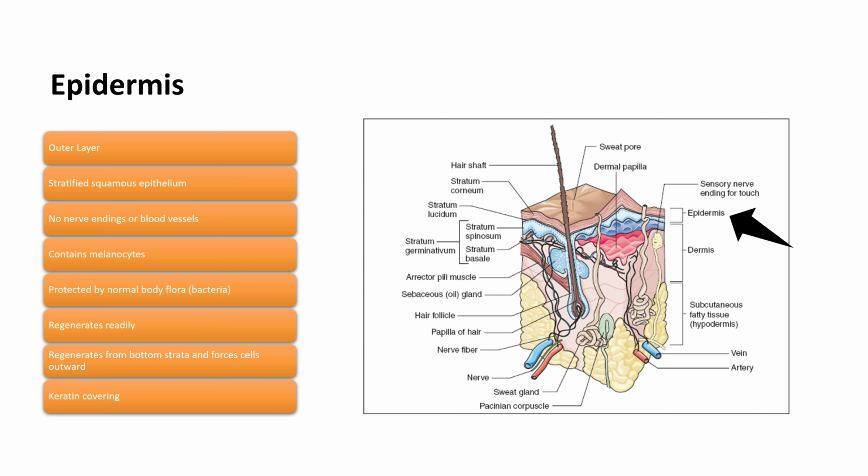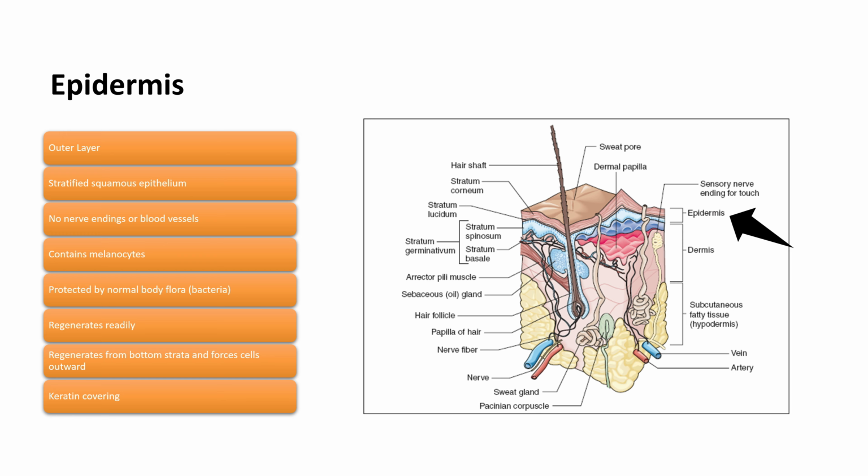The outer strata is composed of tough keratinized dead cells, which are constantly being shed, contains no nerve endings or blood vessels, provides a protective waterproof covering due to a substance in the skin called keratin, contains your fingerprints, contains melanocytes, which are pigment cells for protection from sunlight, protected by normal body flora, which serve as a natural protection mechanism and regenerates readily. Again, this is all your epidermis. This is all your outer layer of skin.